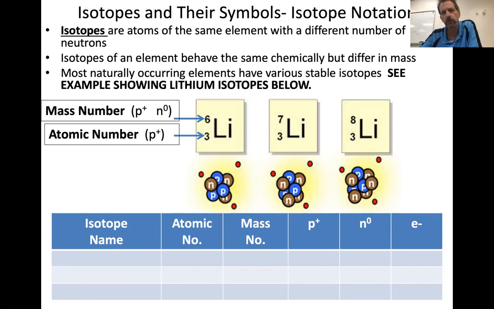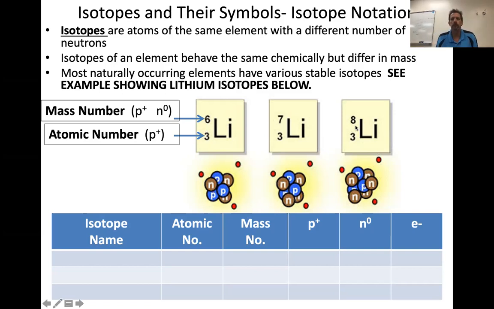And that allows scientists to do interesting things with them, which we may talk about at another time. So most naturally occurring elements, not man-made elements, have various isotopes that they may exist as. For example, lithium has 3 of them: lithium-6, lithium-7, lithium-8. They're all lithium. They all have atomic number 3. 3, 3, 3. What is different is their mass number: 6, 7, 8.